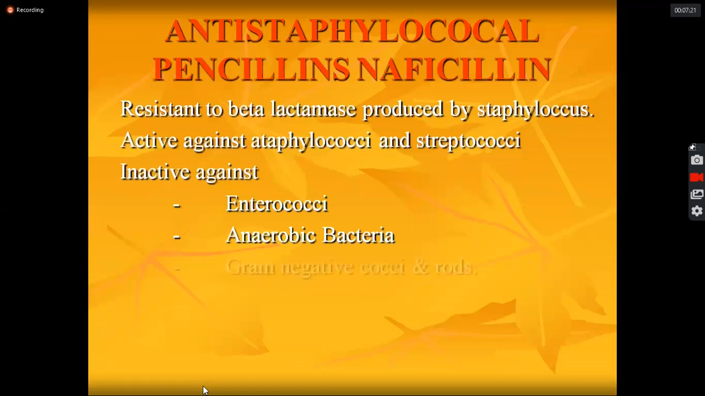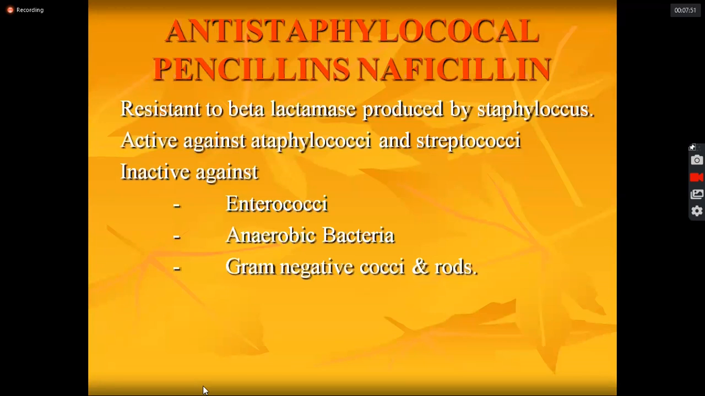So these are penicillin resistant and can be hydrolyzed by beta-lactamases. These are the anti-staphylococcal penicillins: nafcillin, cloxacillin, and methicillin. These are penicillins which cannot be hydrolyzed by the beta-lactamases. Therefore, they are used in infections caused by beta-lactamase producing staphylococci. Examples are methicillin, nafcillin, and isoxazolyl penicillins, for example oxacillin and cloxacillin.